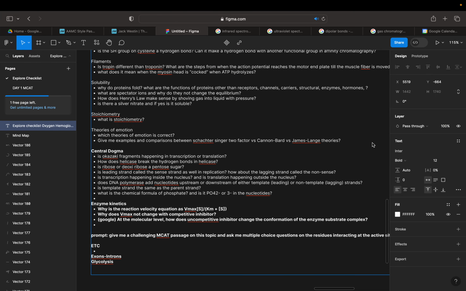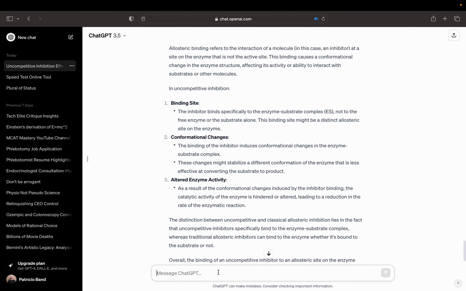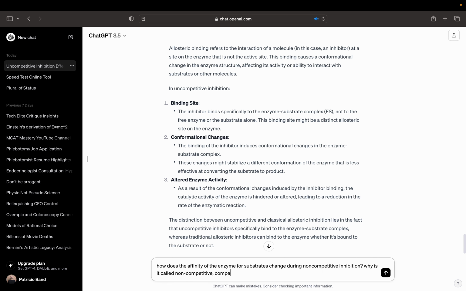So let's see. How does the affinity of the enzyme for substrates change during non-competitive inhibition? Also, why is it called non-competitive? Compared to non-competitive.